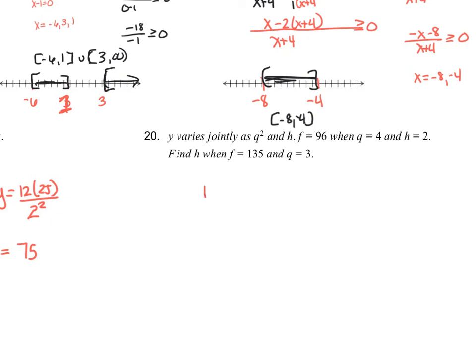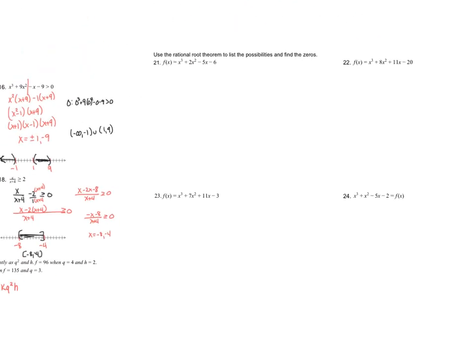Y varies, so y equals k jointly as q squared and h. Well, this one can't be done, so we'll move on to the next one. All right, let's keep moving on.